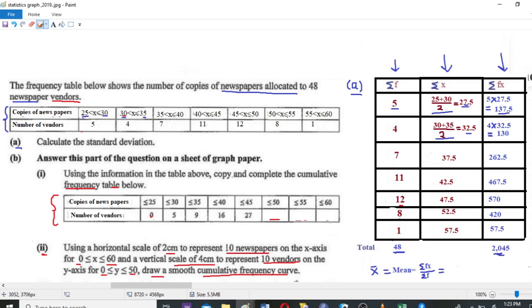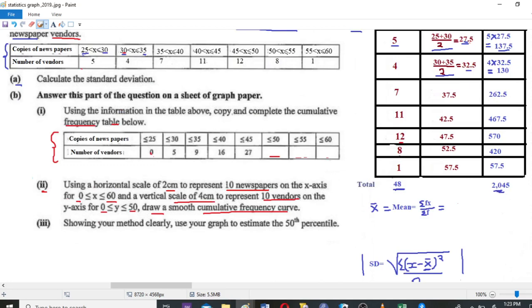Now to calculate the mean, we need to apply the formula for the mean. What's the formula for the mean? Let me change the color so that you can see.